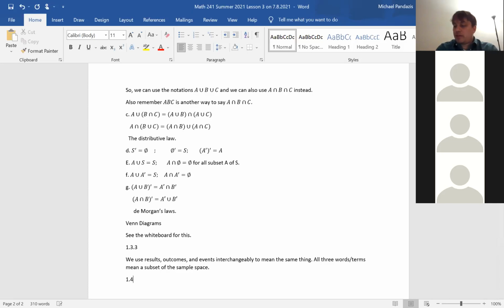Okay, so 1.4 is on rules of operation for probability events.